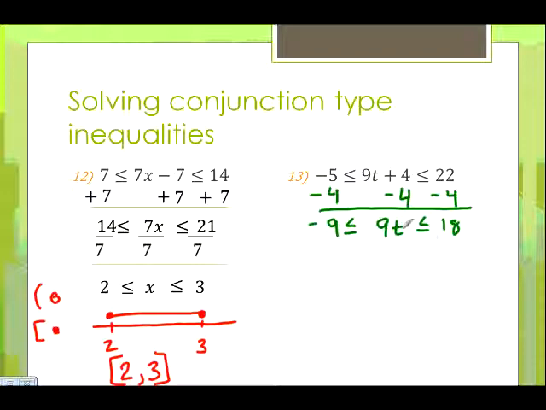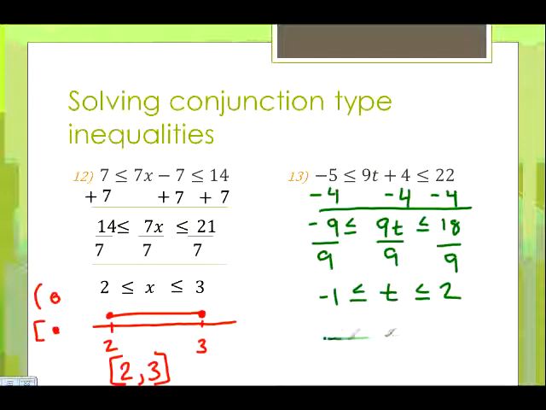One more step. t is multiplied by 9. Opposite of multiply would be divide. So I divide all parts of this inequality by 9. Negative 9 divided by 9 is negative 1, less than or equal to t, the variable, less than or equal to 2. Inequality is solved just like that. So the solving process is just like that of an equation. In this case, I just created another side of the inequality to be thought about.